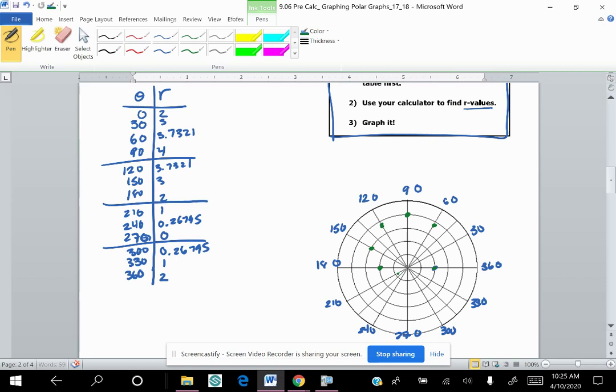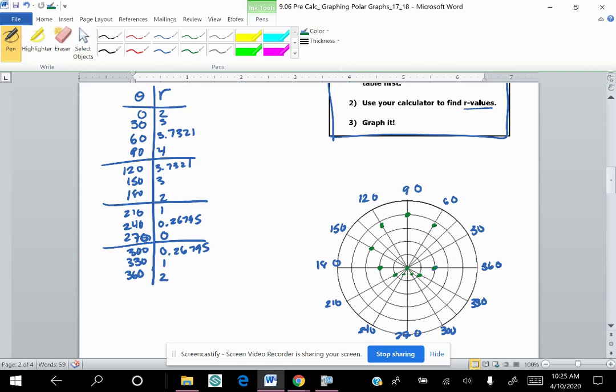Now at 210, we're going to only go 1 circle. At 240, we're going to go 0.2. So we're quite close to the origin, but not quite there. At 270, now we're at the origin. 300, we are very close to the origin again, about almost 0.3. 330, we're 1 circle away. And 360, we're back at 2.